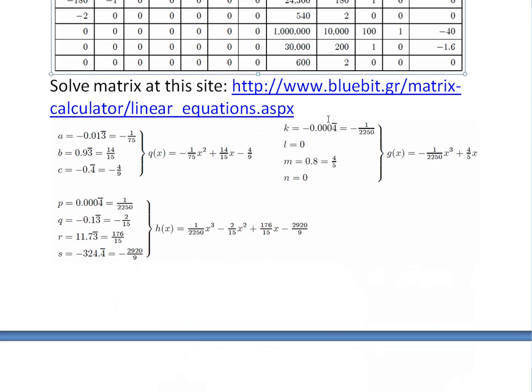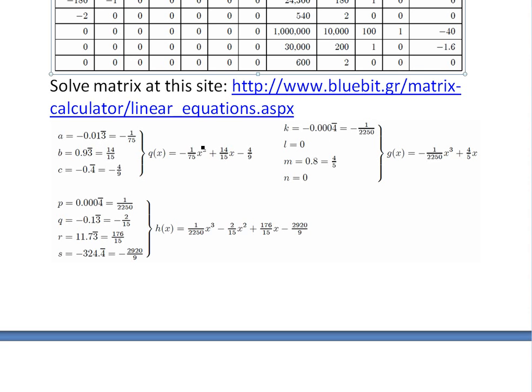bluebit.gr/matrix calculator/linear equations, etc. ASPX, not sure what that is. But anyways, what you end up with is the answers will be right here. I have these put in. You can also put them in fractions right here, because these are rational numbers that keep going on, and these are actually fractions as well, so you could write them as fractions.